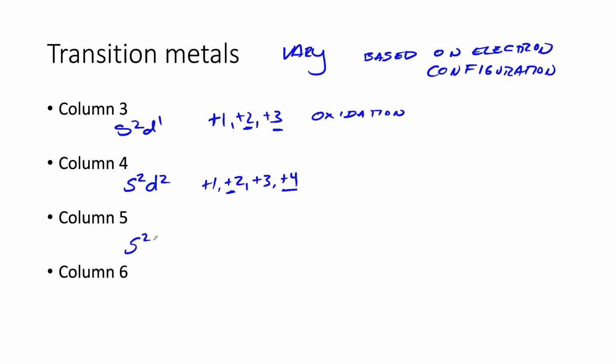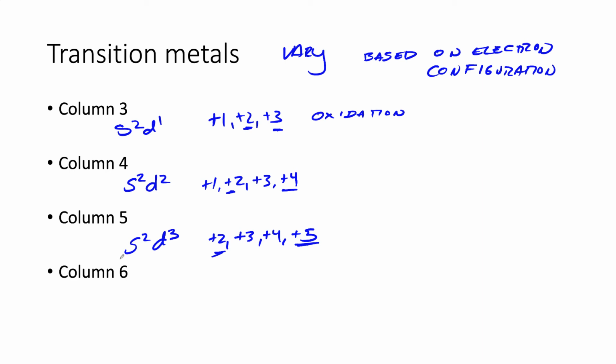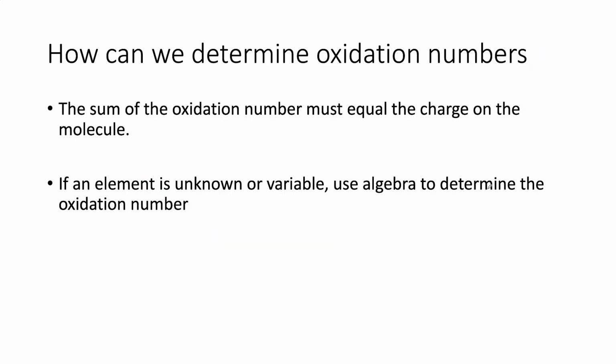Column 5 has an S2D3 situation, therefore it's usually +2, +3, +4, +5. Again, these are all the oxidation numbers that could be present, and usually we're looking at +2 and +5 as the main ones. So how are we going to figure out which one's which? As you know, we go to column 6 and 7 to 12, and it's all going to vary based on the electron configuration. Sometimes we can't know just by looking at it.